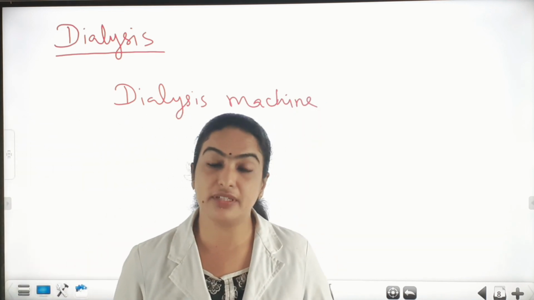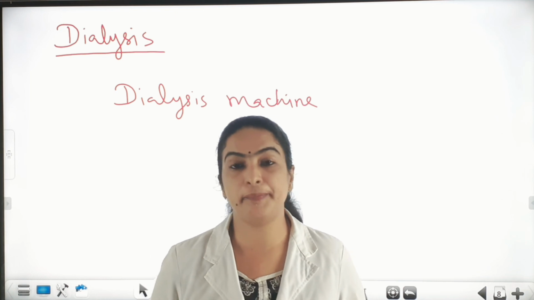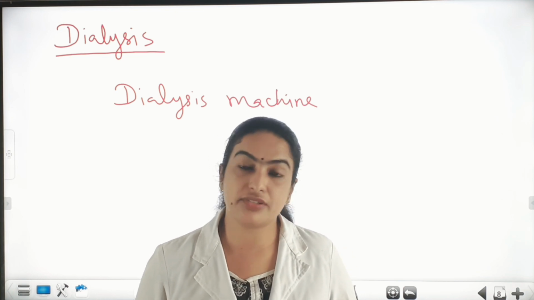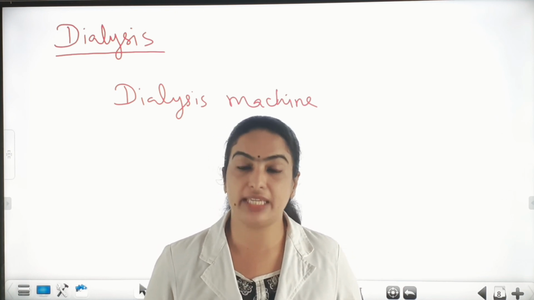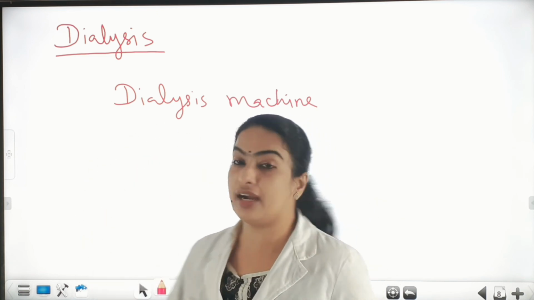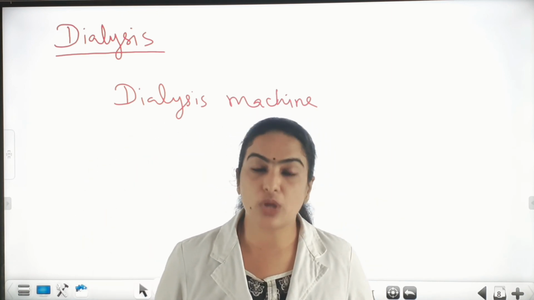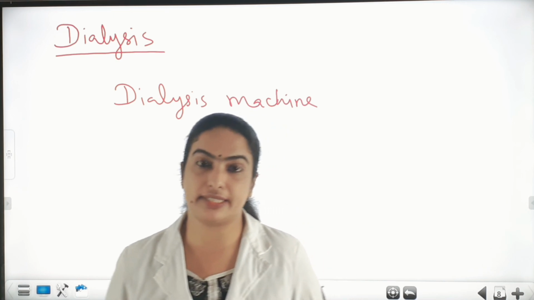Okay, is it clear about dialysis? So, if a person is suffering from kidney failure, his blood can be cleaned regularly by removing the waste by using a machine called a dialysis machine. And that process is called dialysis.